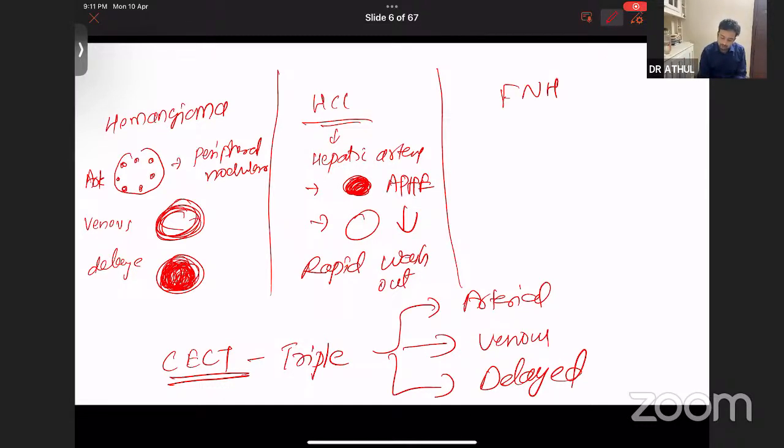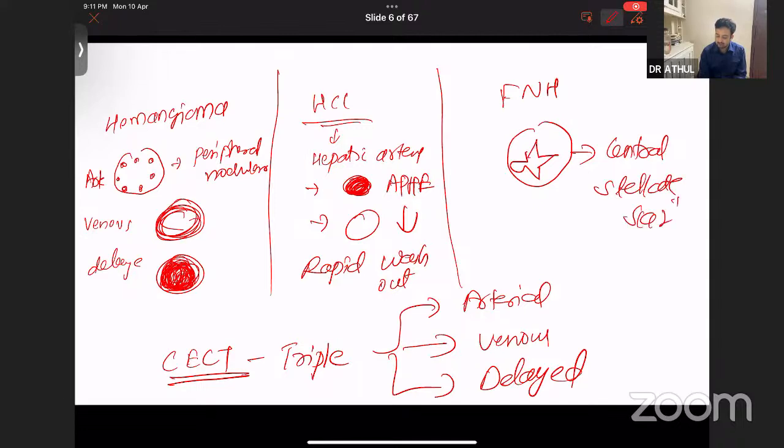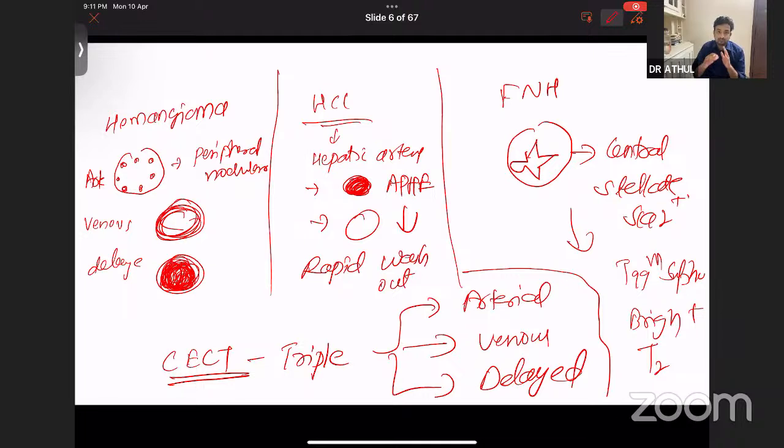Okay. And FNH, we all know, this is also very much important because it is asked multiple times, it will be having a central stellate scar. The scar will take up what? Sulfur colloid, technetium 99m sulfur colloid. It will be bright in T2. All these points we have discussed multiple times.